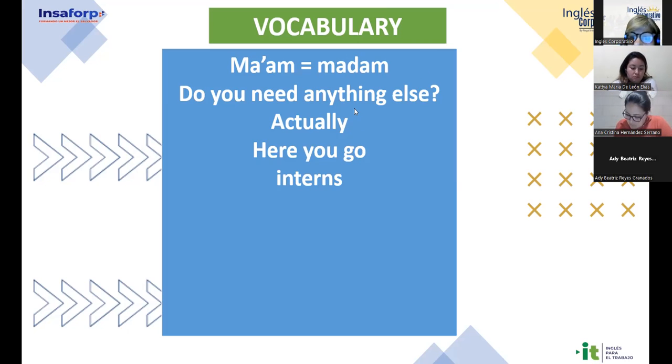Actually is a word that is not actualmente. People confuse this. They say actualmente, but it's not actualmente. This is la verdad es que. Mostly it's like lo cierto es, lo que yo quiero decir es. That is what actually is. Okay, here you go. You say here you go when you want to begin something. Aquí vamos. Okay, here you go.